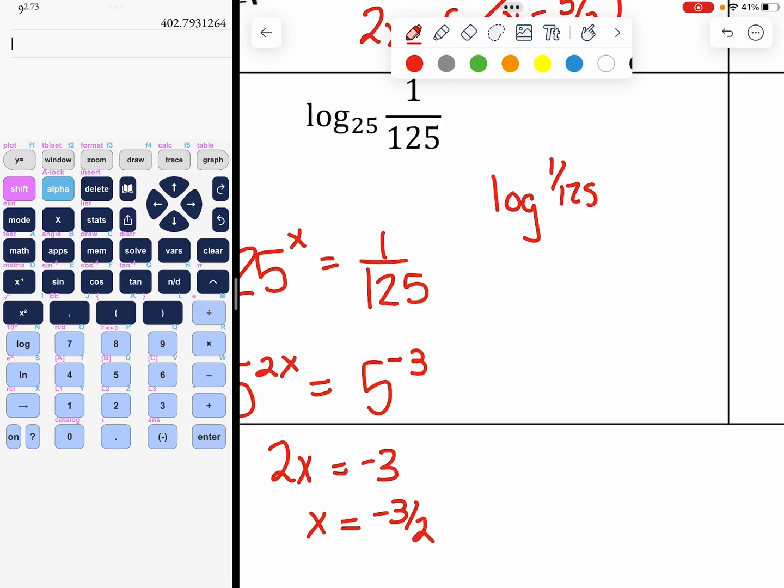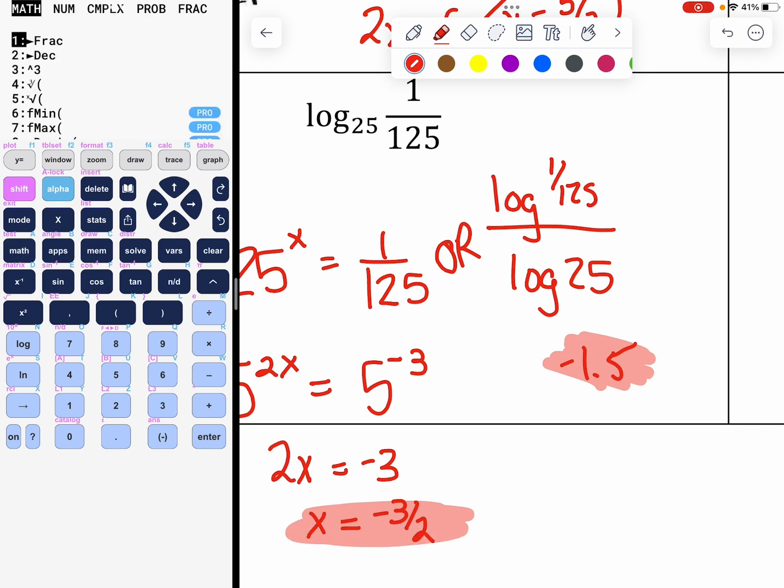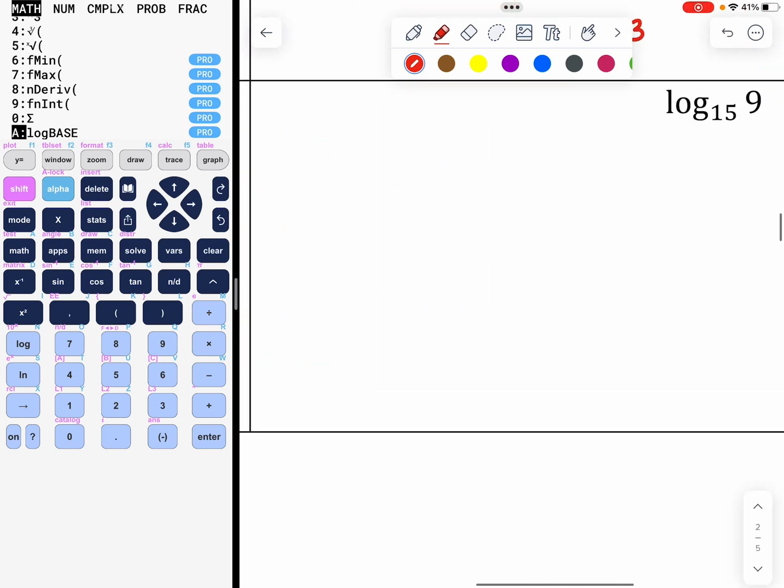Absolutely. You do log base 10 of 1 over 125, divided by log base 10 of 25, and sure enough, your calculator will give you the answer. Log of 1 over 125 divided by log of 25, and there's the negative 1.5 as your answer. Celebrate. I really like change of base. I counted once: it's the same number of buttons to do change of base as it is to hit the math button and find the log base function. And plus, this way you can use any calculator.